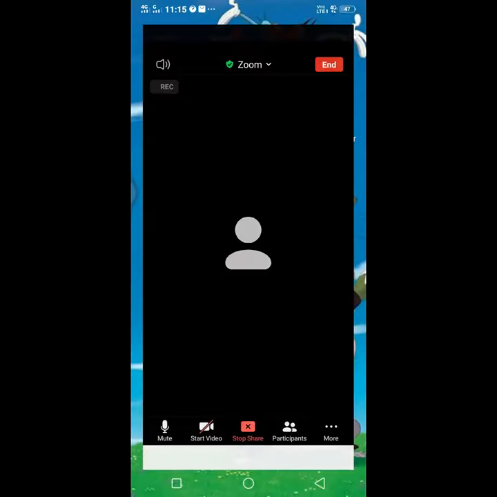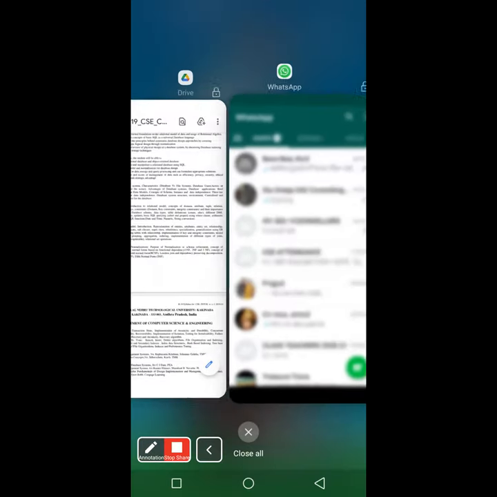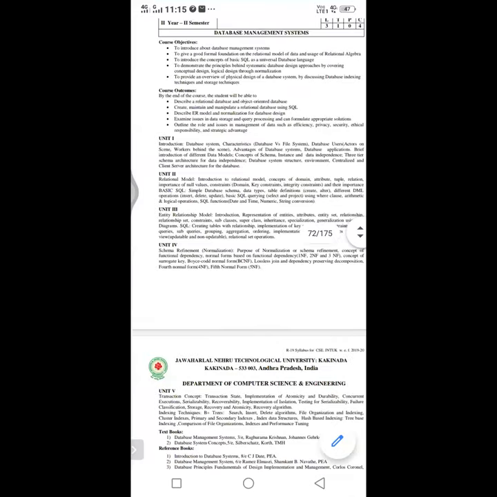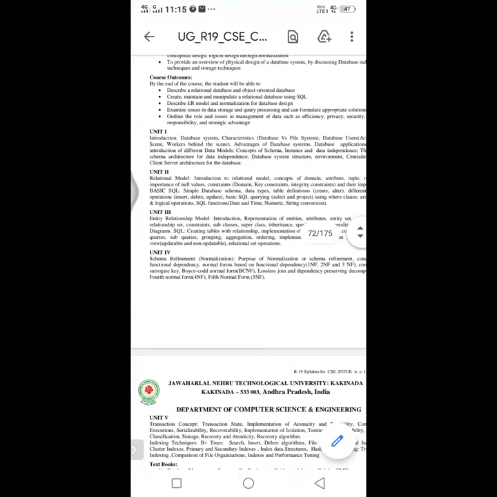Okay, in the last class, we discussed indexing and hashing. In this class, we will try to complete our syllabus today. So before going to that, I'm just going to show our syllabus today. So if you observe here, this is our syllabus. I hope all of the members are able to see clearly.